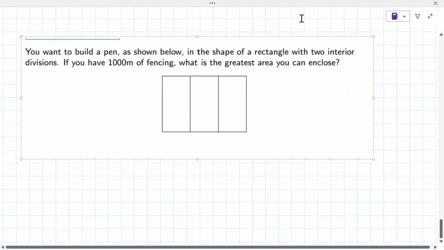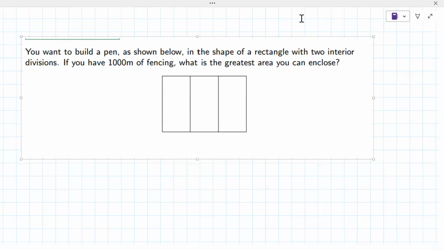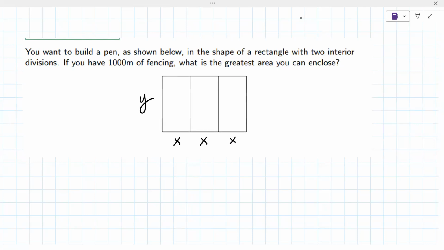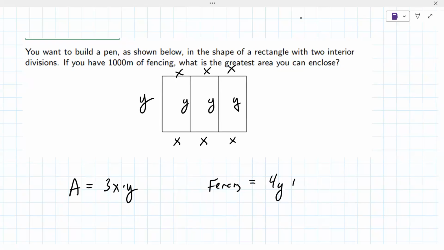All right. If you want to build a pen as shown below in the figure of a rectangle with two interior divisions, you have 1,000 meters of fencing. What is the greatest area you can enclose? So the mistake here is to not label this appropriately. This is x, x, and x, and this is y. So the area is actually 3x times y, but the fencing equation, you got a bunch of y's here. So you actually have 4y's plus 6x's equals 1,000 meters.